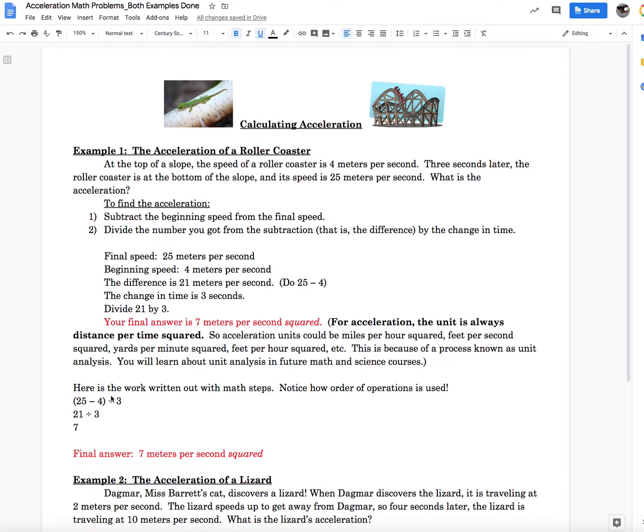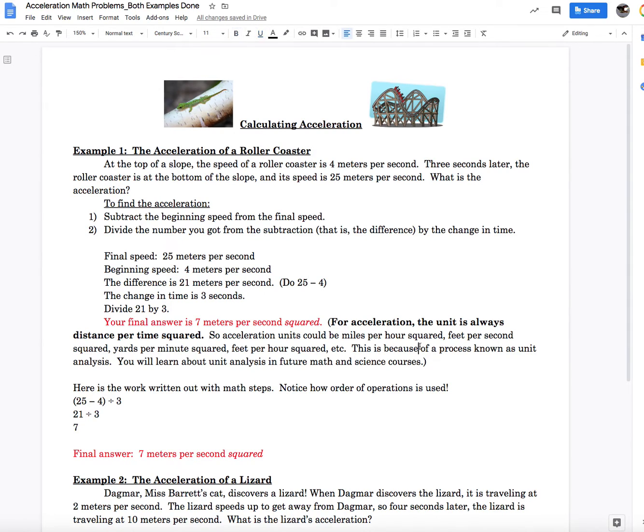Here is the work written out with math steps. Notice how order of operations is used. First, you have to take care of the subtraction that is in the parentheses. That would be 21, and then you divide by 3. So your final answer is 7 meters per second squared.